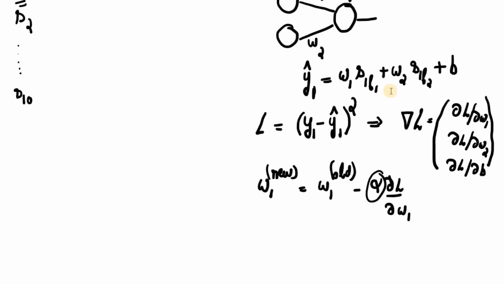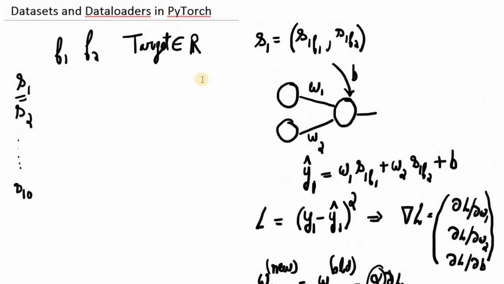So we perform a backpropagation step. We have S1 with the weights W1, W2. We calculate a loss, we perform backpropagation, and the weights are updated. Then we consider another sample, S2. We repeat the same process: forward propagation, calculate the loss, and update the weights. Then we move to sample number 3, do the forward propagation, calculate the loss, update the weights, and so on till the last sample, sample number 10.